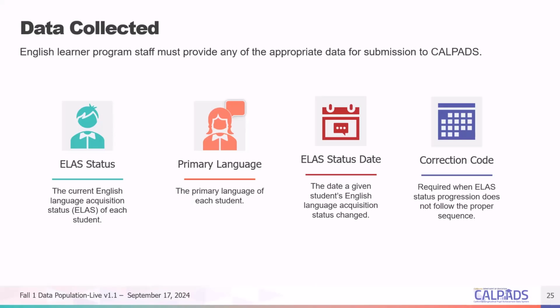There's a specific sequence to changes in English language acquisition statuses, as well as certain scenarios in which statuses can be changed out of sequence. If you're changing a status out of sequence, you'll need to use the appropriate correction reason code. The correction reason code can only be submitted in online maintenance and should be submitted with reference to the When to Report a CELA Correction Reason Code page in the CALPADS user manual. And we will go over the appropriate uses of CELA correction codes in a few slides here.